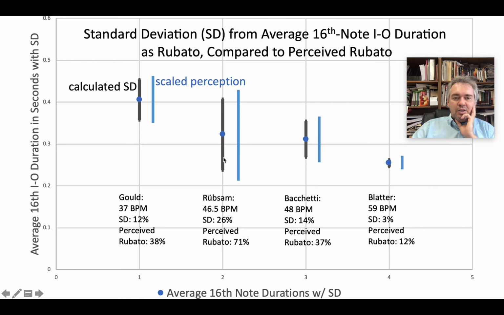And so that itself is not that interesting. The average simply indicates the tempo. Rübsam and Bacchetti had about the same tempo. Gould was slower, and Blatter much faster. What is more interesting is this bar. This black bar represents the standard deviation. The bigger the bar, the greater the standard deviation, which means the greater the freedom of timing. That means the degree of rubato.